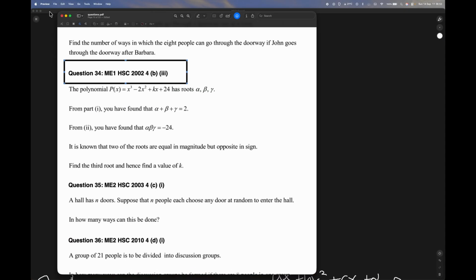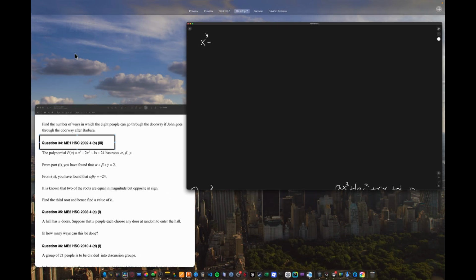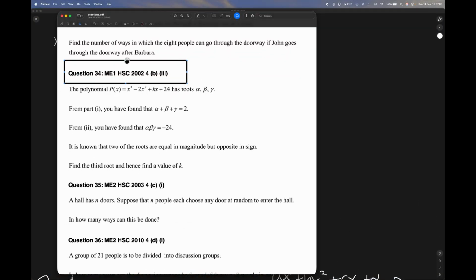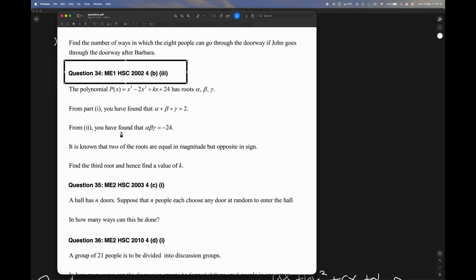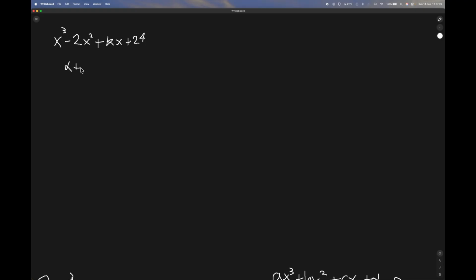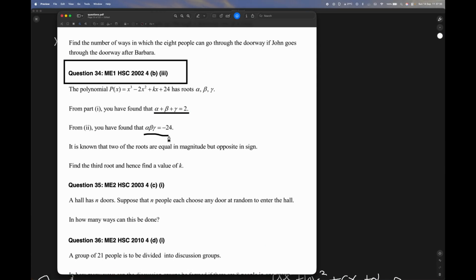P of x is x cubed minus 2x squared plus kx plus 24. Alpha plus beta plus gamma is equal to 2. And alpha beta gamma is equal to negative 24.